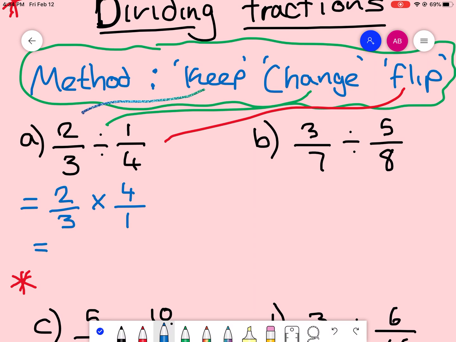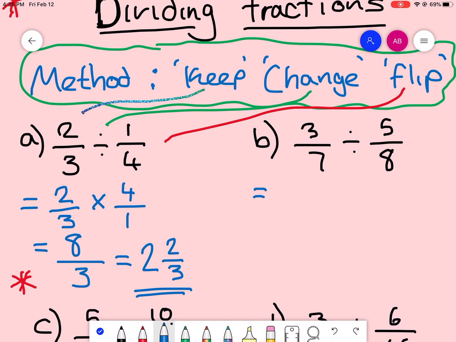Once we've done that process, it's easy enough then because we are using the multiplying rules. So if you were quite happy with multiplying fractions together, then the next process for dividing fractions should be okay as well. 2 times 4 gives us 8 as our numerator, 3 times 1, 3 as a denominator. Change to a mixed number, 3 goes into 8 twice with a remainder of 2 over the denominator of 3.